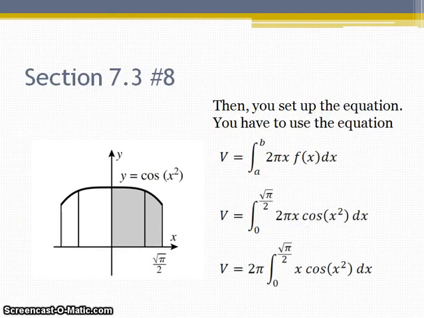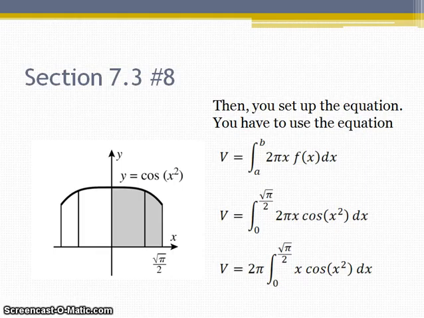Then, you have to set up the equation. You have to use the equation volume equals integral from a to b of 2 pi x times f of x with respect to x. So you have to replace a and b with the left bound and the right bound, and f of x with the function. So you get volume equals integral from 0 to square root of pi over 2 of 2 pi x times cosine x squared with respect to x.